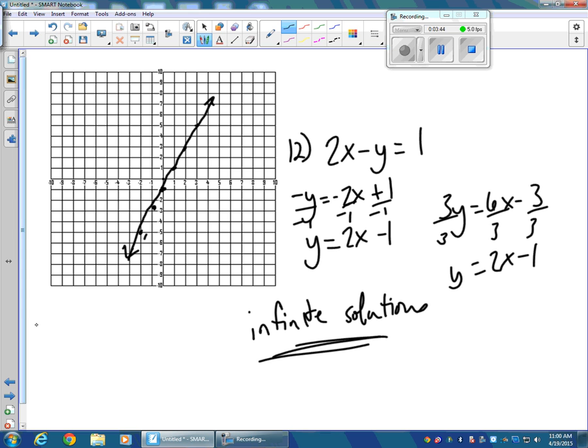While we're here, let's go ahead and talk about the other 2 cases. What if you end up with parallel lines that would never touch?